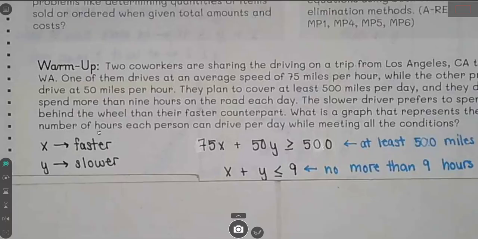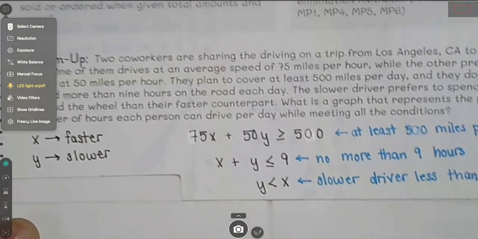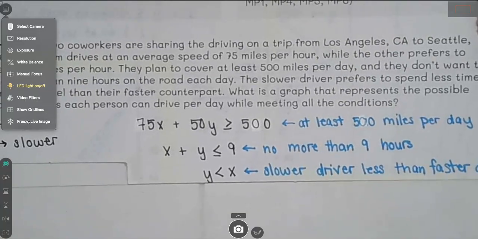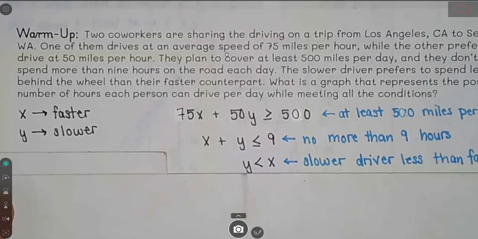y is less than x. Good job, Bruce. Good job. All right, so y is less than x because the slower driver wants to drive less than the faster driver. So here are our 3 inequalities. Does it make sense how we got them?